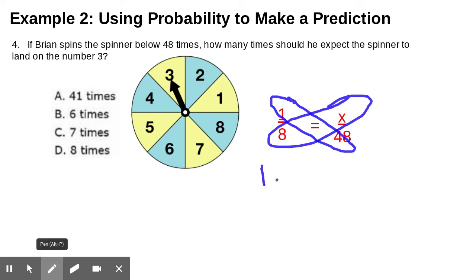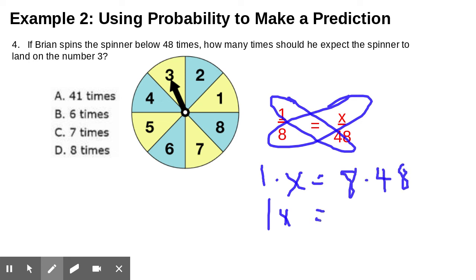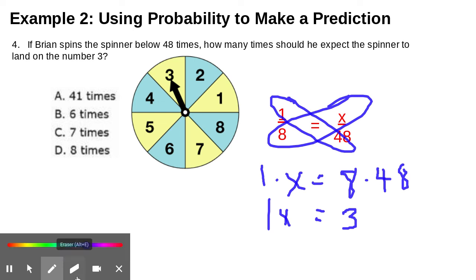Okay, 1 times x is 1x. And then 8 times 48 gives us 380. Oh, my Lord. Let me go back here.